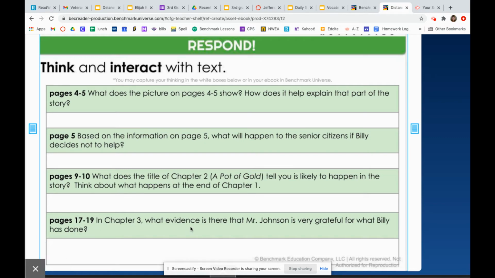Pages 17 through 19. What evidence is in there that Mr. Johnson is very grateful for what Billy has done? Look for that. The evidence is always words or a phrase or a sentence that you can pick up out of the text and write on your paper.